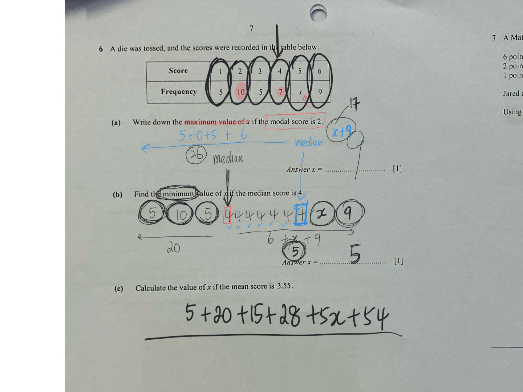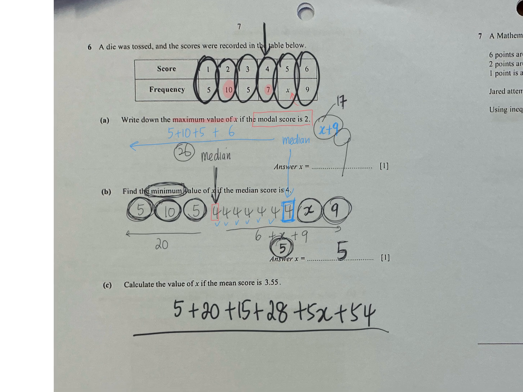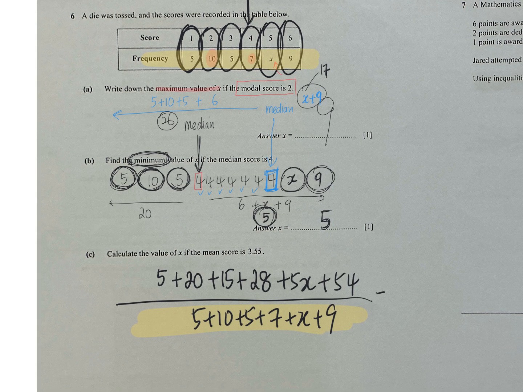You divide by the total number of data you have, which is this total. So put this total here. It is 5 plus 10 plus 5 plus 7 plus x plus 9, not 6. So I still have a number of you who kept putting 6 even though I told you not to. So don't make these mistakes anymore.